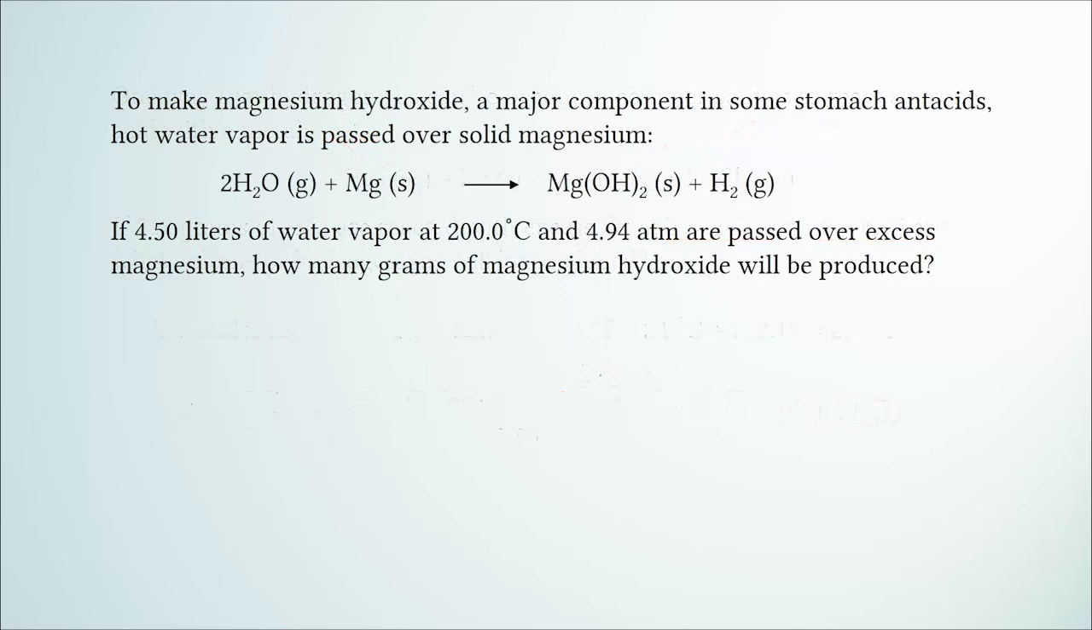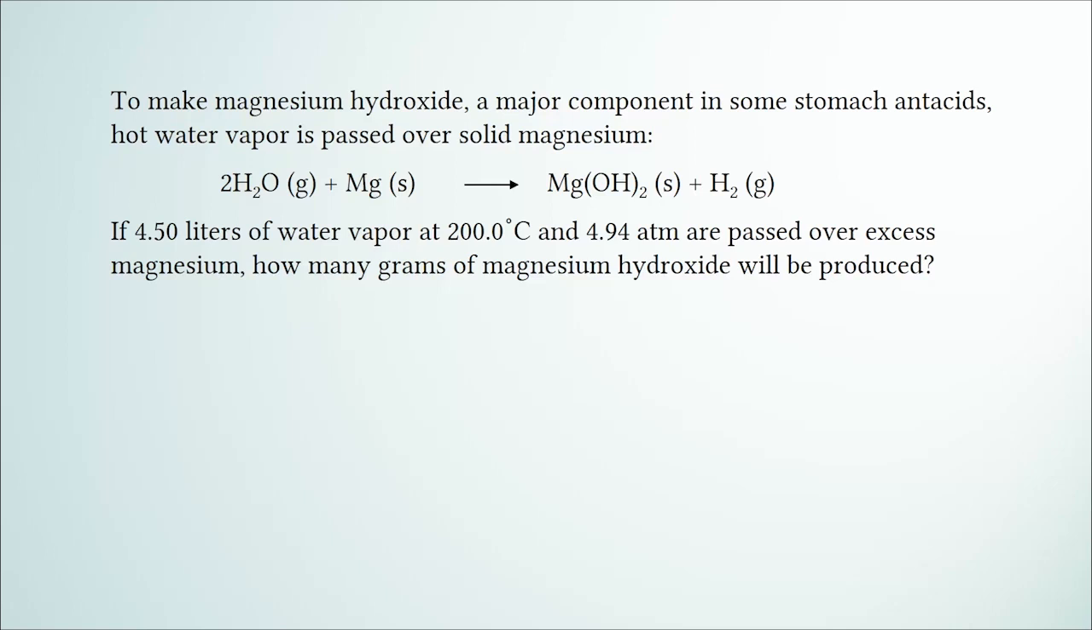To make magnesium hydroxide, a major component in stomach antacids, hot water vapor is passed over solid magnesium in this equation. 2 H2O gas plus Mg solid produces Mg(OH)2 solid plus H2 gas. If 4.50 liters of water vapor at 200.0 degrees Celsius and 4.94 atmospheres are passed over excess magnesium, how many grams of magnesium hydroxide will be produced?